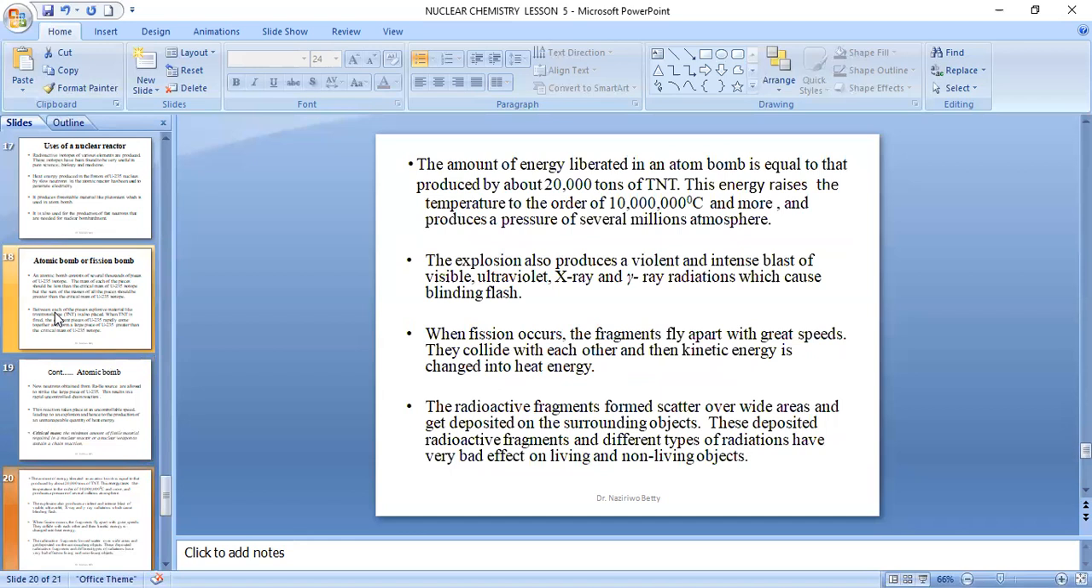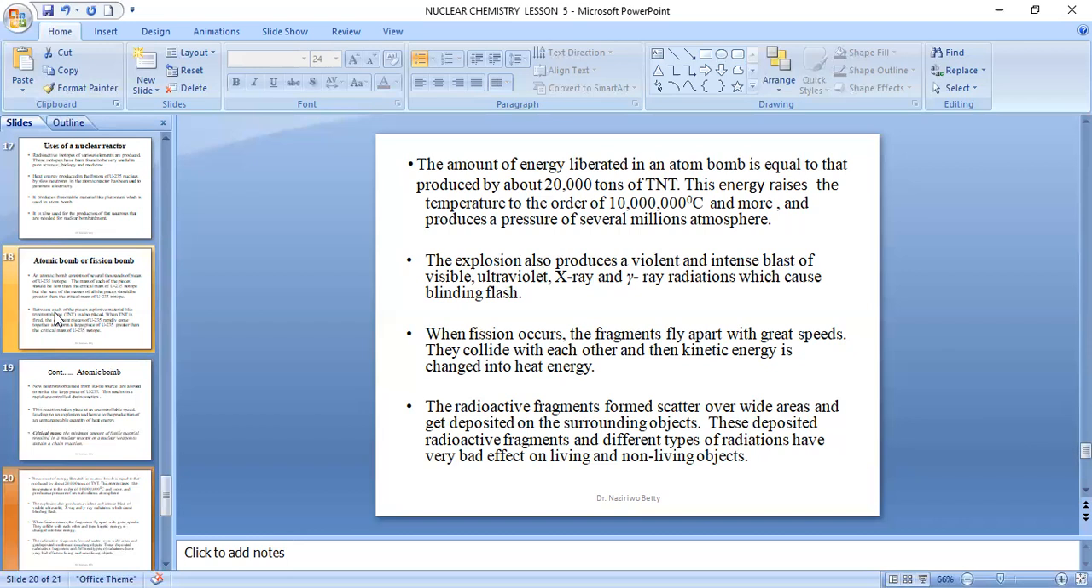The amount of energy liberated in an atom bomb is equal to that produced by about 20,000 tons of TNT. This energy raises the temperature to the order of 10 million degrees Celsius and more, and produces a pressure of several million atmospheres. The explosion also produces a violent and intense blast of visible, ultraviolet, X-ray, and gamma ray radiations, which cause a blinding flash.